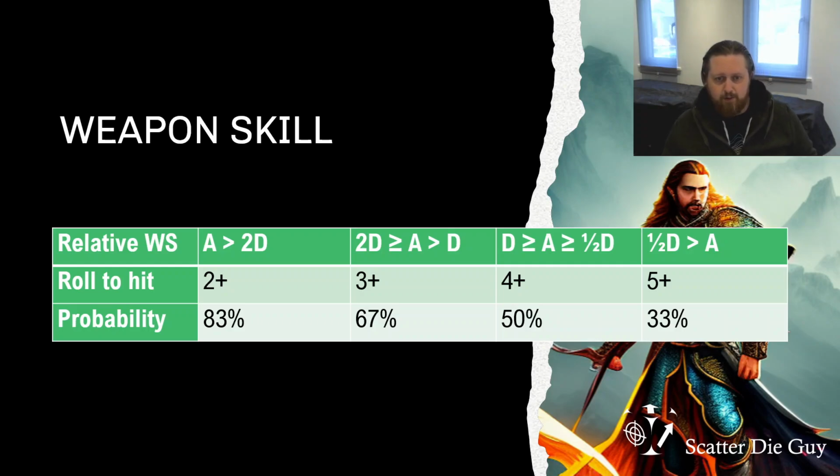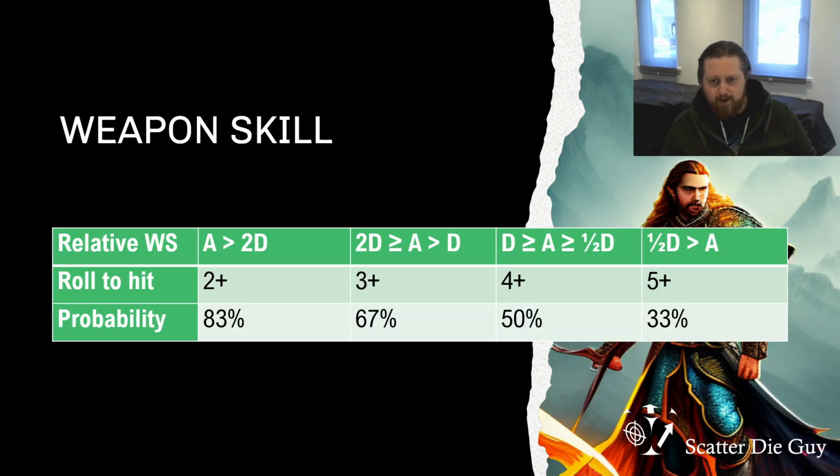They hit on a 2+, resulting in a hit on average 83% of the time. If the attacker's weapon skill is greater than the defender's, but not more than double it, they hit on a 3+, resulting in a hit on average 67% of the time. If the attacker's weapon skill is anywhere from half to equal the defender's, they hit on a 4+, resulting in a hit on average 50% of the time. And if the attacker's weapon skill is less than half the defender's, they hit on a 5+, resulting in a hit on average 33% of the time.